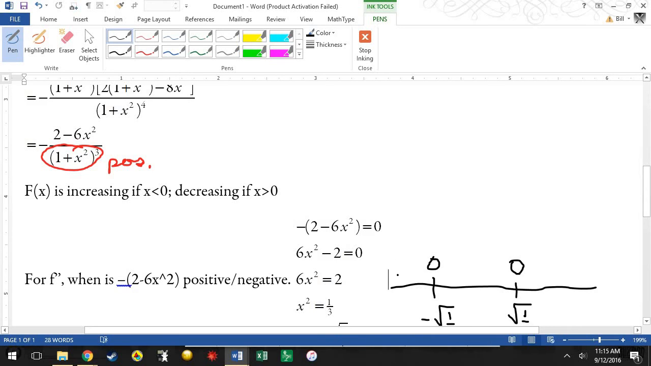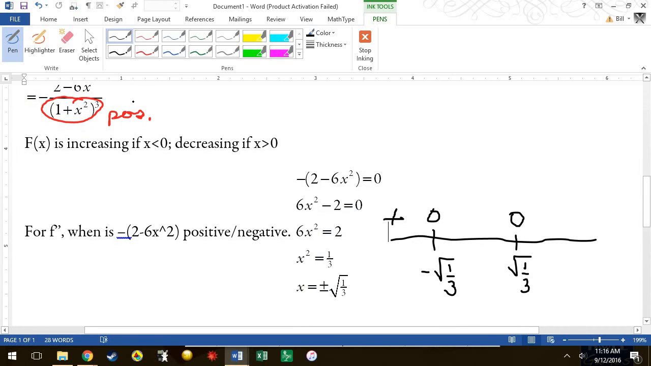So I need to pick a number out here. I'll choose, I don't know, -1. That's less than negative root 1/3. If I put -1 into here, I get 2 minus 6. So that's a negative, but there's a minus in front, so this is positive, plus. Here I can put 0. 0 is in this interval. Can't quite see those roots there. There we go. If I put 0 into here, I get -2, because there's a 0 there. So it's negative. And if I put 1 into here, I get 2 minus 6 again, but then there's a minus in front, so it gets plus.